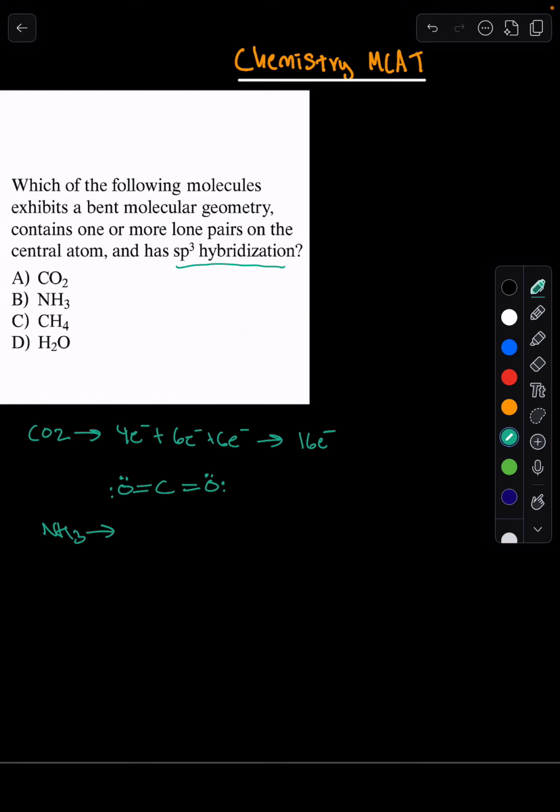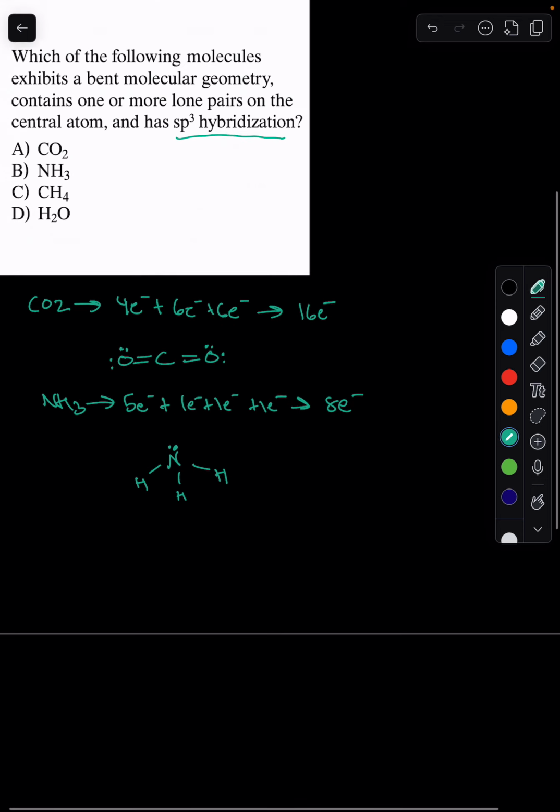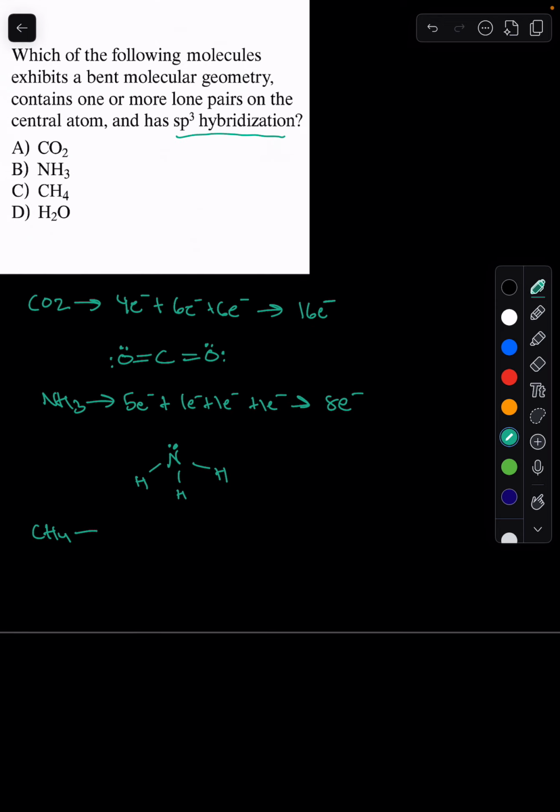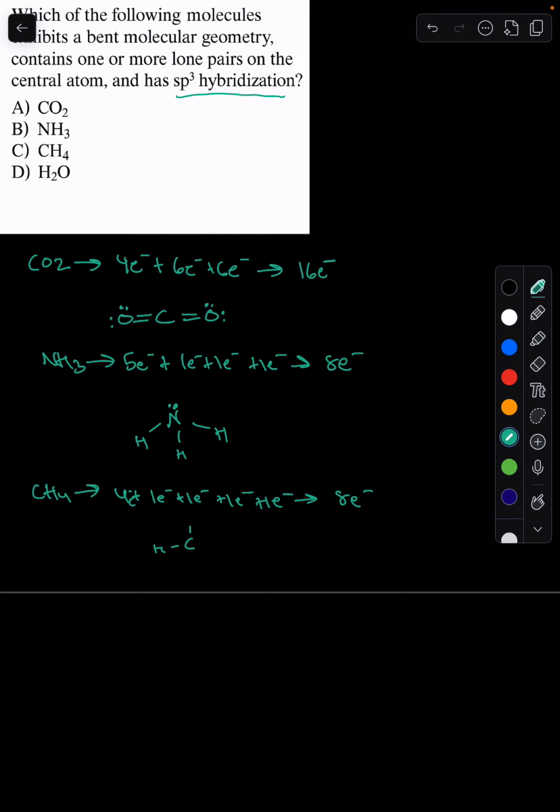Now NH3. Nitrogen has 5 valence electrons, each hydrogen has 1, so we have a total of 8 valence electrons. Then we go 2, 4, 6, and draw the lone pair, NH3. Next, CH4, methane, 4 plus 4 gives a total of 8 valence electrons. It will look something like this: 2, 4, 6, 8, done.